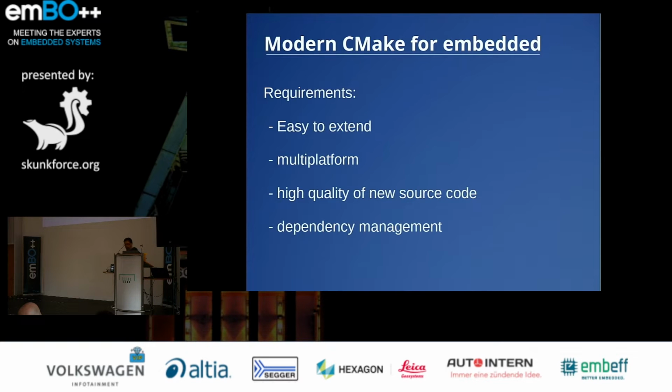his talk. And our requirements: we want to easily add new libraries to our CMake. We want to have multiple platforms, compile for different microcontrollers. And we want a high quality of our new source code. That's quite convenient because we used Jason's blueprint. And some sort of dependency management where we can get our test tools or some other libraries into our project.